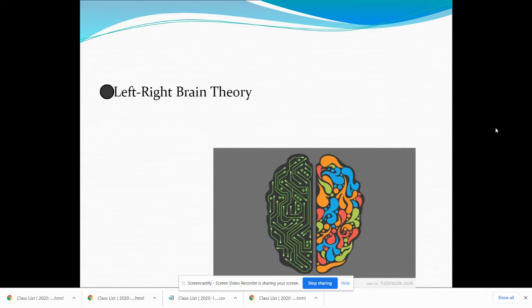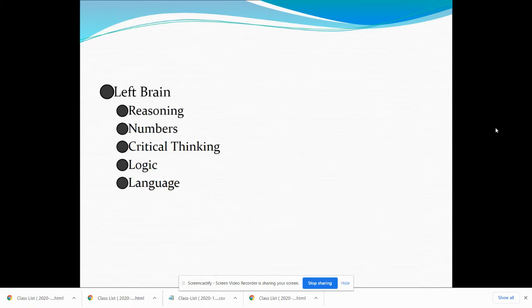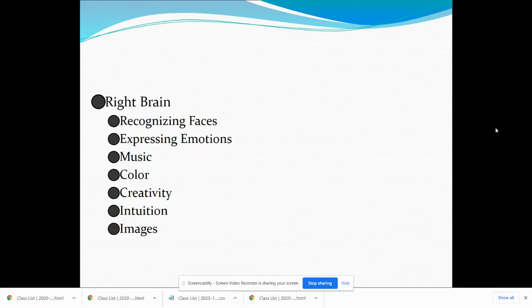So here's the two sides. The left side is our logical side. It's in our logical side that we do things like critical thinking, use cause and effect relationships, evaluate numbers, interpret language, and so on. The right side of our brain is the artistic side. This is where we recognize faces and express emotions, things that aren't based on step-by-step type of sequences, music, color, creativity, images, and so on.